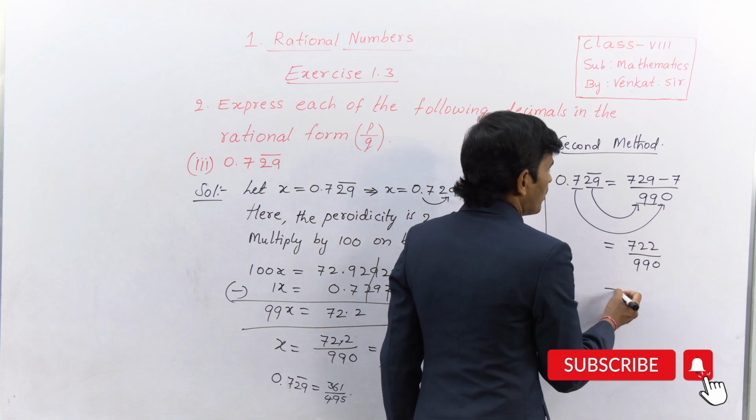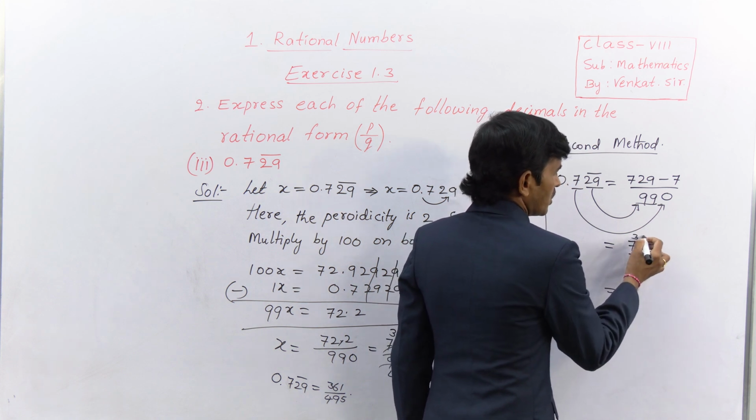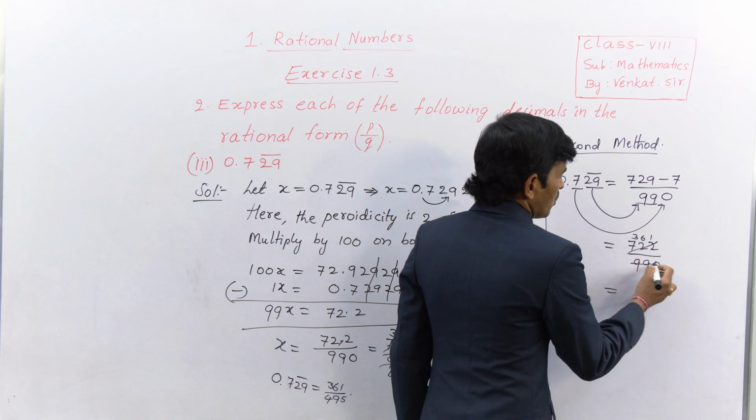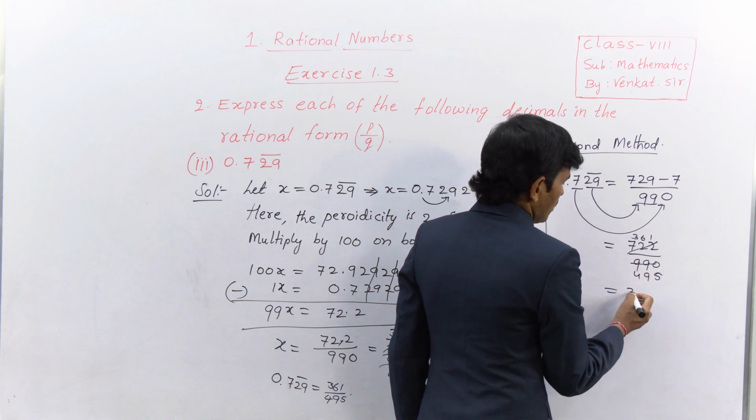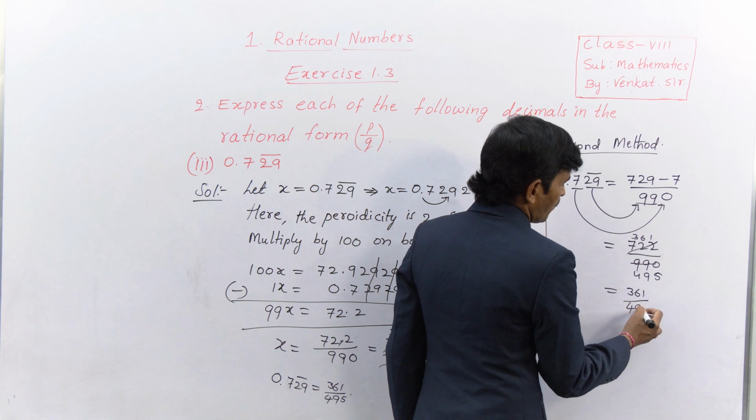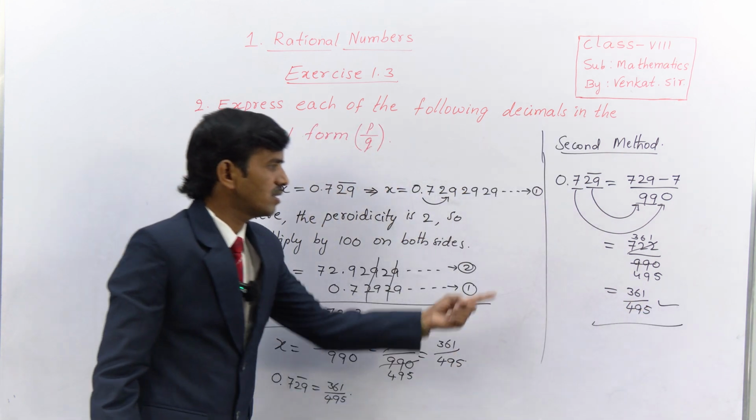If you cancel with a common factor, 2 3s are 6, 2 6s are 12, 2 1s are 2, 2 4s are 8, 2 9s are 18, 2 5s are 10. Therefore 361 by 495. Got it, the same result as earlier will come.